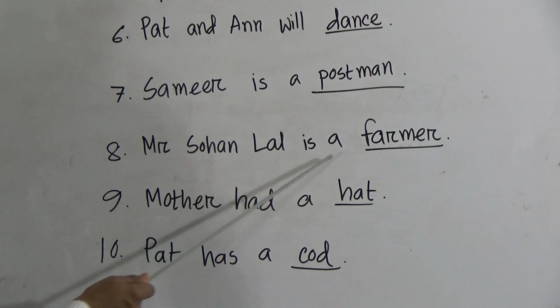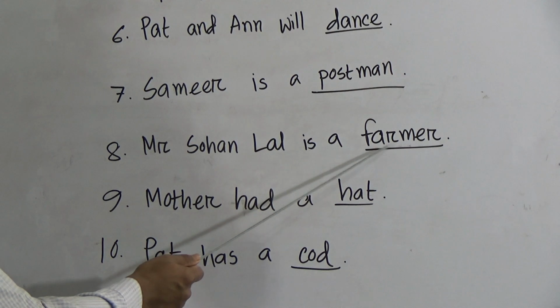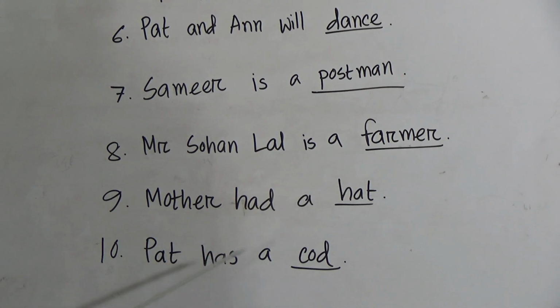Number 8, Mr. Sohan Lal is a farmer, F-A-R-M-E-R. Then number 9, mother had a hat, H-A-T, hat. Number 10, pet has a cot, C-O-T, cot.